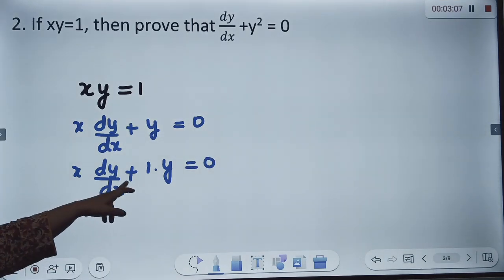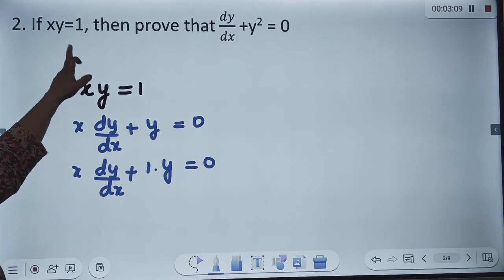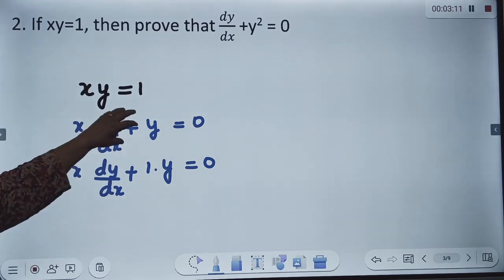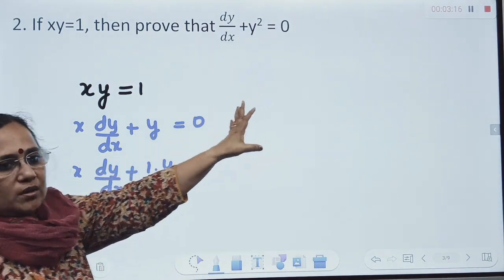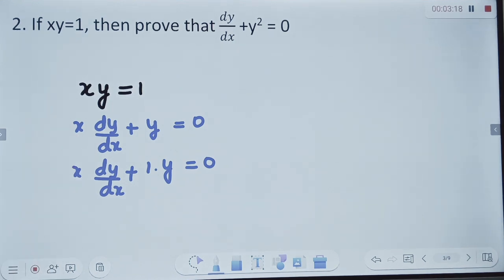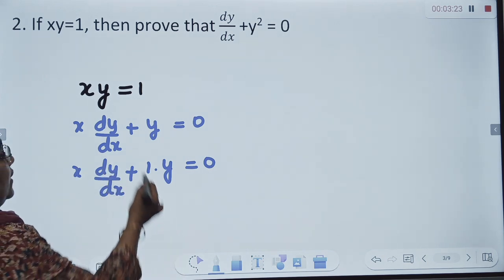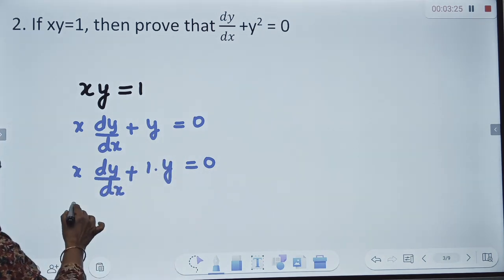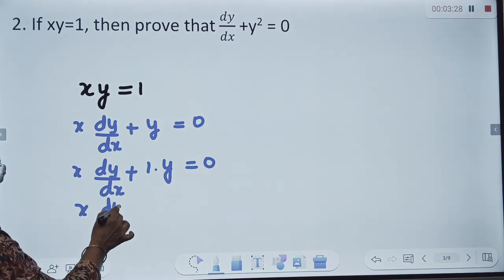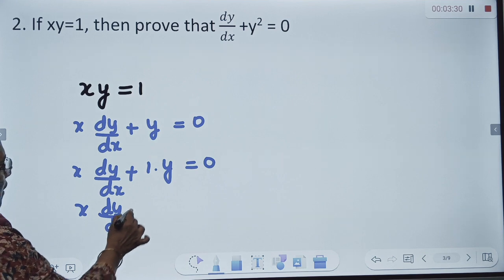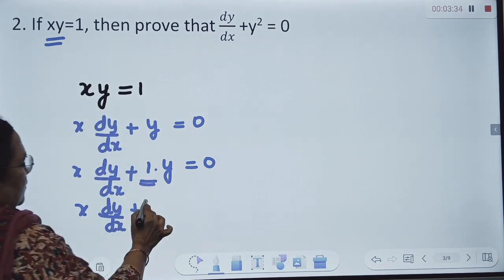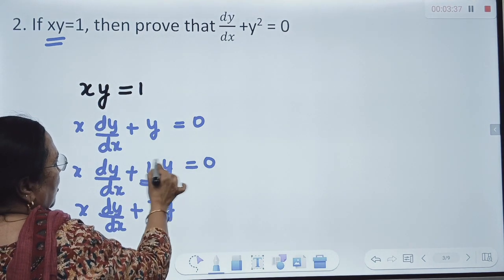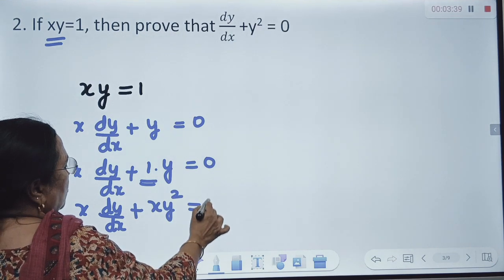The reason for writing this 1 is I want to write 1 as xy, because this is not what I want. I want dy by dx to be minus y square. So naturally I need to manipulate this with the given data. So how am I doing that? I have written y as y into 1. Now x into dy by dx plus this 1 I am going to replace by xy. Already there is one y. So y into xy gives x y square equal to 0.